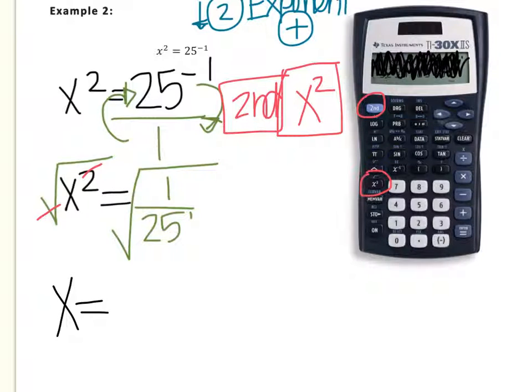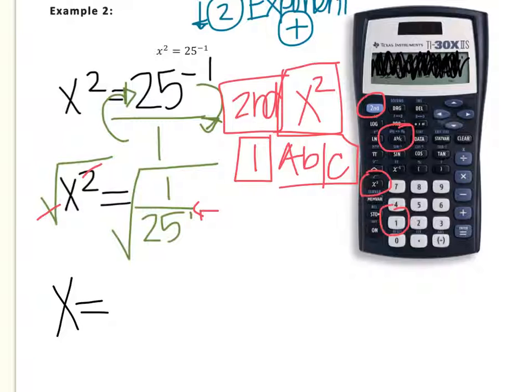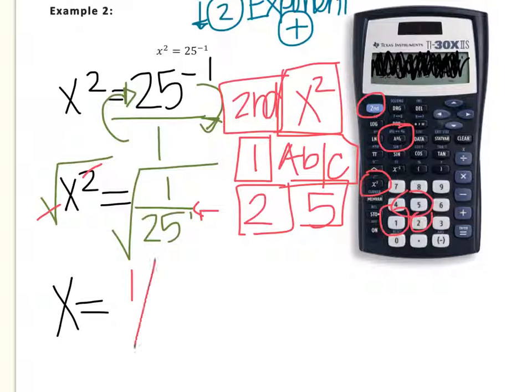And now you have to put in the fraction. So you're going to hit 1. And instead of using division as our fraction line, we're going to use the ABC button. And now we can put in the denominator of our fraction, 25. 2, 5. So again, you have to do second x squared, 1, ABC, 2, 5. And when you take the square root of 1/25, you get 1/5.